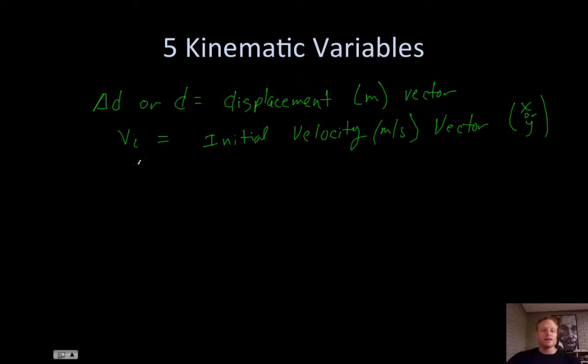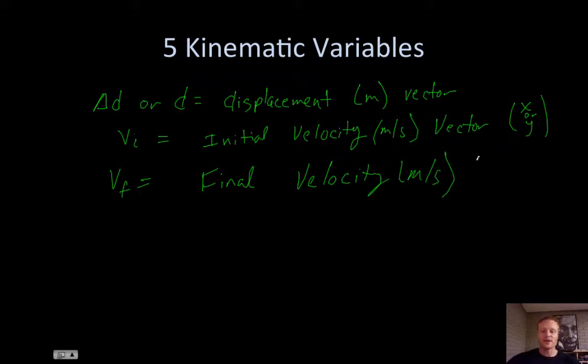The other type is called V sub F, which is the final velocity, the velocity at which the object ends with. Final velocity is also measured in meters per second. It too is a vector, and you again will see this in the X or really Y direction. So a lot of times there's a final X velocity and there's a final Y velocity.